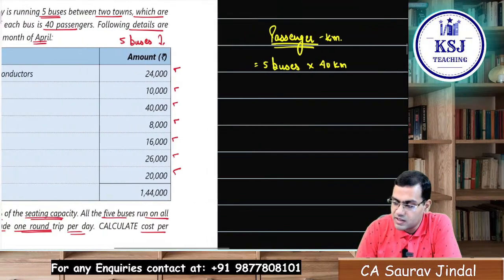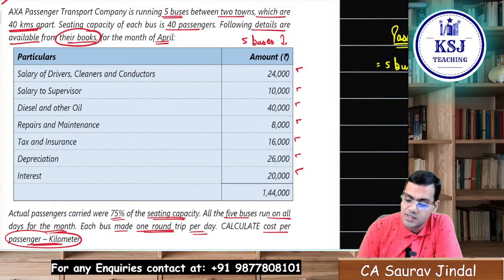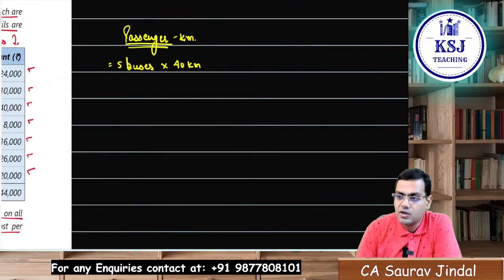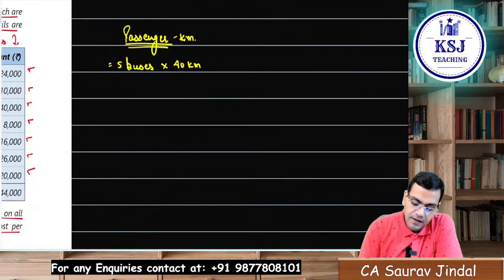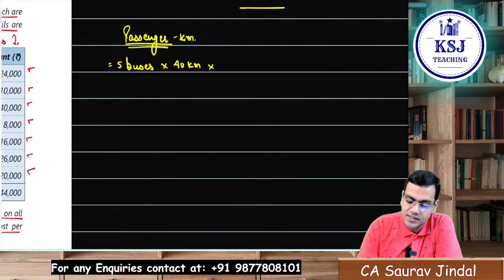No, Vedant, it will be 5 buses itself, because this is very much clear. If they are saying that this is available from their books, in the books they are recording all the 5 buses, right? So we cannot assume it to be one bus. We cannot assume it to be one bus. 5 buses into 40 kilometers, right? And one round trip. Round trip means one side, double side. This is one round trip. That means 2 single trips.